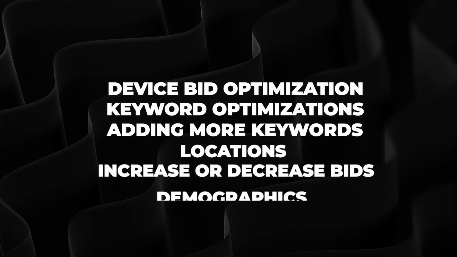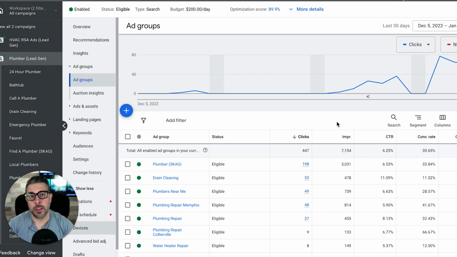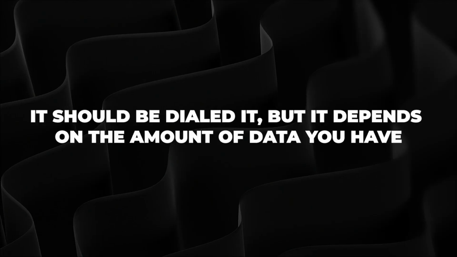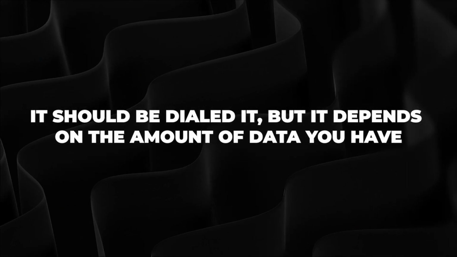We'll take a look at demographics and age demographics, and we will turn off demographics that are just clicking and not turning into leads. There's a lot you can do in the optimization phase. It takes 4 weeks to get to this point, but by this point, your campaign should be pretty dialed in. I should say this first though. It should be pretty dialed in, but it also depends on the amount of data you have.